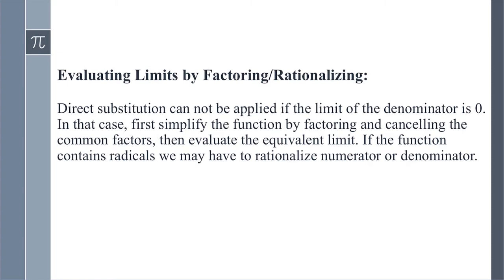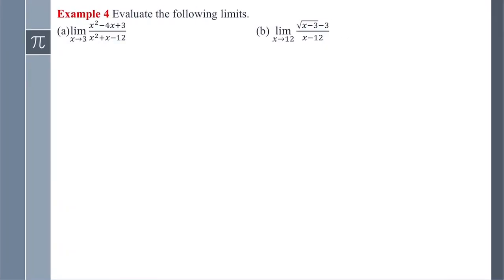So there are mainly two different cases. The first one, we can just factor and simplify the function and do the substitution. And then especially when we have a radical, we'll do something called rationalizing, either the numerator or the denominator, depending on where the radical is. So we are going to look at some examples.